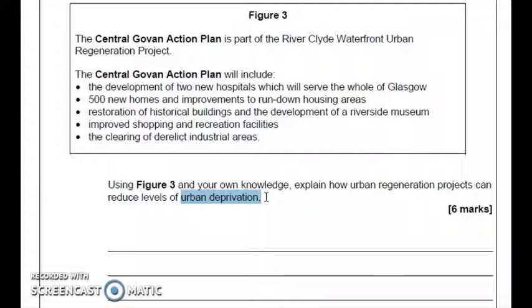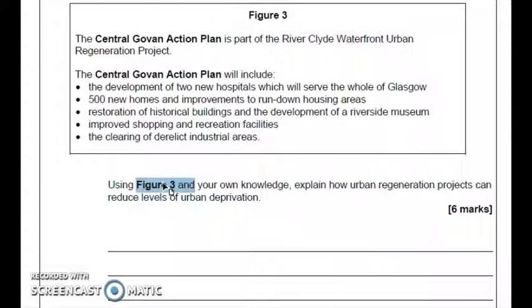So, to make sure you get 5 or 6 out of 6, you've got to use Figure 3 and our own case studies. Figure 3 is a bit of text about an action plan taking place in Scotland. So what they are doing is developing a few new hospitals, loads of new homes, restoring old buildings, developing a museum, improving shopping and clearing unused land. All you've got to do is use the phrase which means that, and think logically about how these things will improve the lives of people in that area.